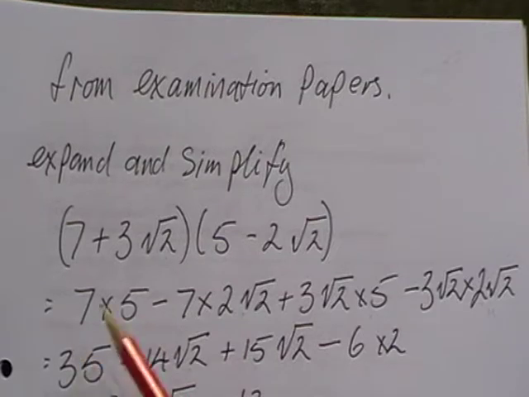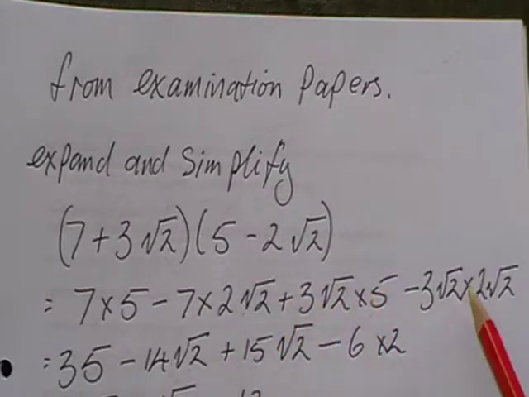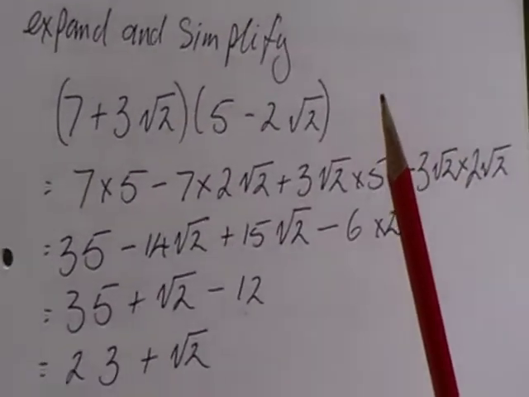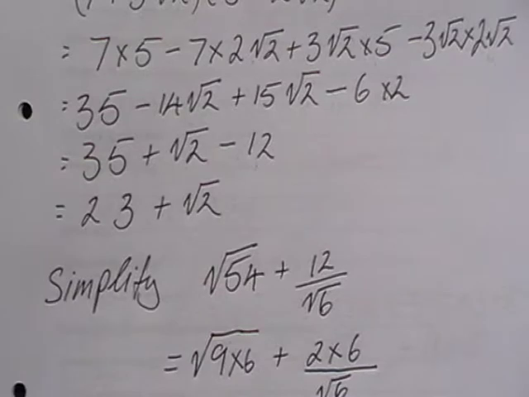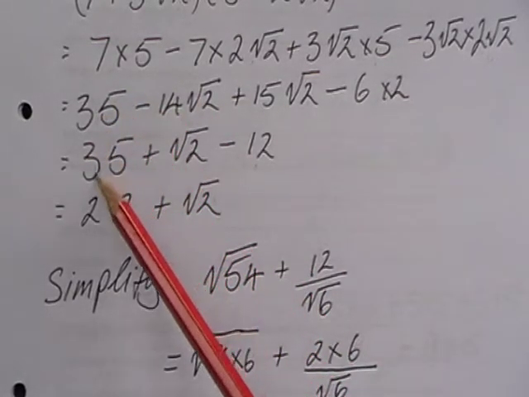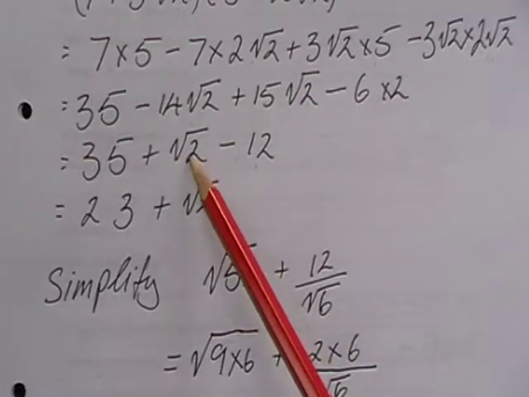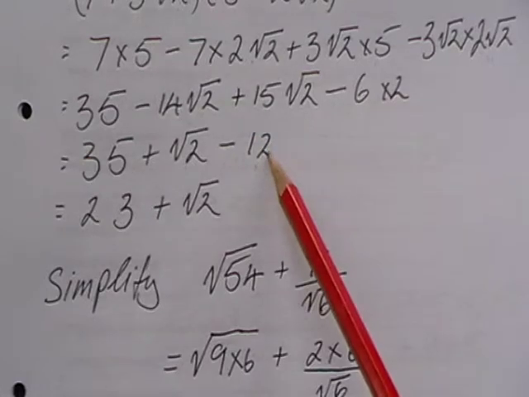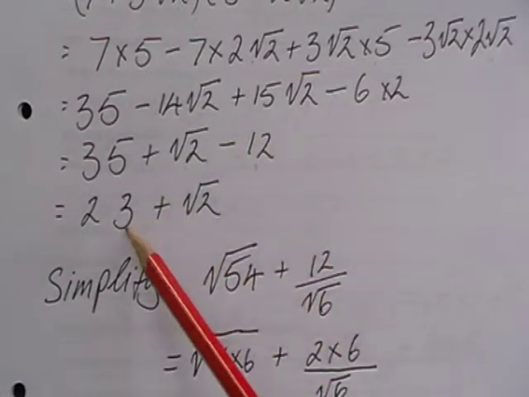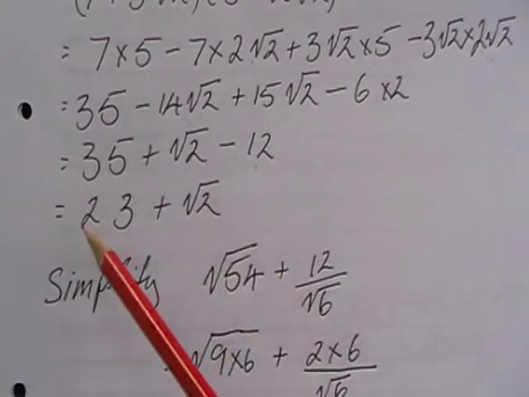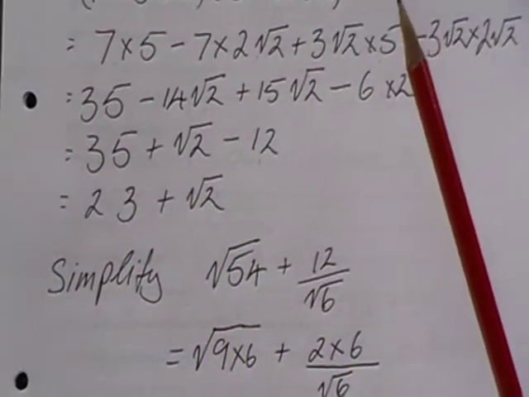So 7 times 5 is 35, 7 times 2 is 14, root 2, negative. 3 times 5 is 15, root 2 is positive, and 3 times 2 is 6, root 2 times root 2 is 2, and again that is negative. And if we resolve that line, we end up with 35 minus 14 root 2 plus 15 root 2 is plus 1 root 2, and minus 6 times 2 is minus 12. 35 minus 12 gives us 23, plus root 2, finished. Next question to simplify.